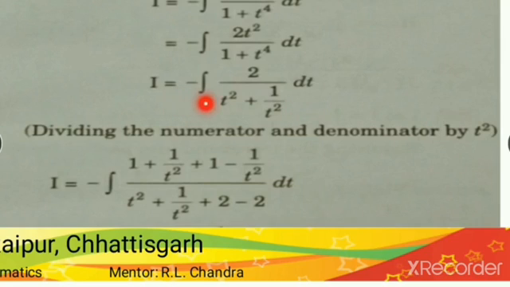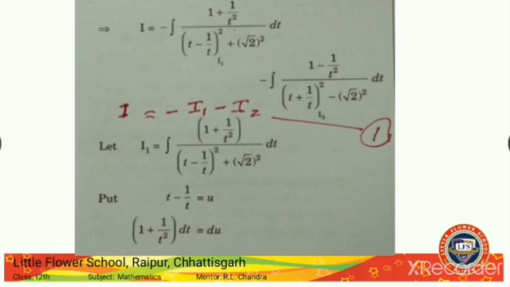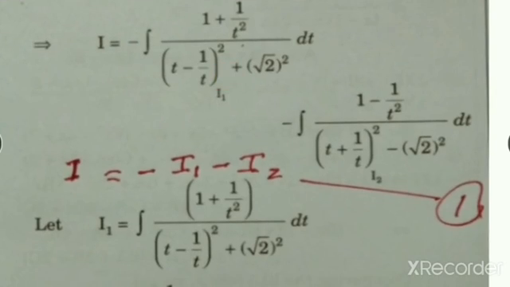This expression can be again written as here I is equal to minus integration 2 means 1 plus 1 is 2, adding 1 upon t square and subtracting 1 upon t square. Numerator is again you can see its value is 2. Denominator is t square plus 1 upon t square. Right here plus 2 and minus 2. We are doing this to convert in form of the integration, that is in integrable form, separating the terms.